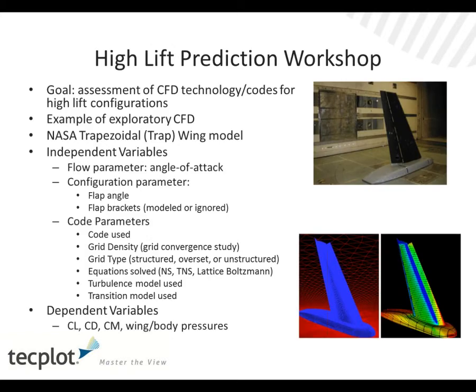Their goals were to evaluate the CFD technologies and codes for this particular configuration. We already mentioned they're using the NASA trap wing. The independent variables we're looking at here are typically angle of attack. They do angle of attack sweeps.